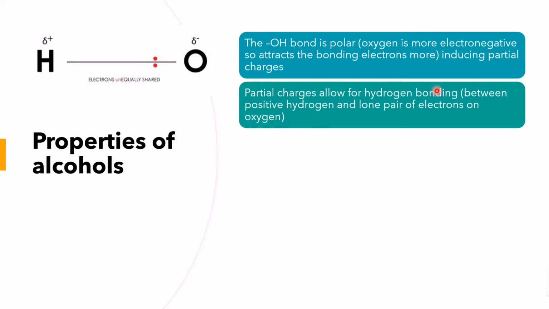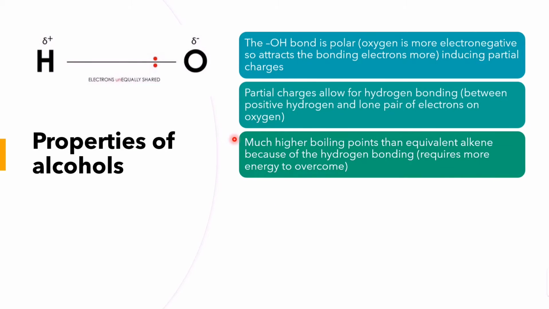And hydrogen bonding is the strongest type of intermolecular force. And so this hydrogen bonding is between positive hydrogens, and we have a delta positive hydrogen formed by this polar OH bond. So it's between positive hydrogens and a lone pair of electrons on an oxygen. So a positive hydrogen on one alcohol molecule will form a hydrogen bond with a lone pair of electrons on an oxygen of another alcohol molecule. So this will form our intermolecular forces.